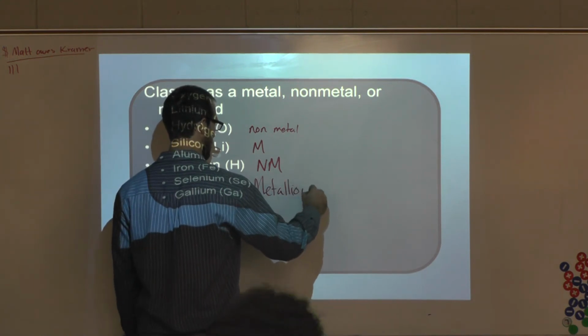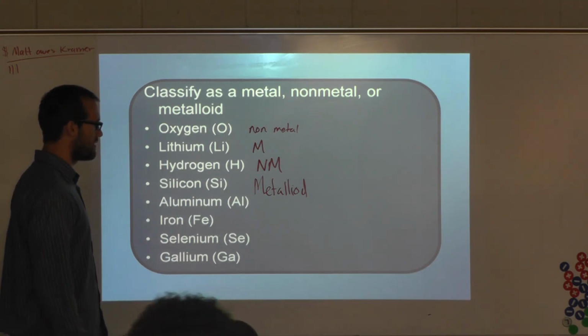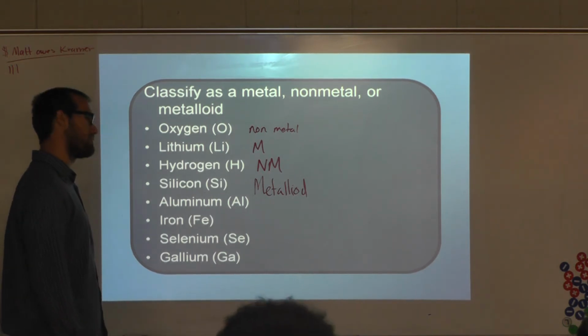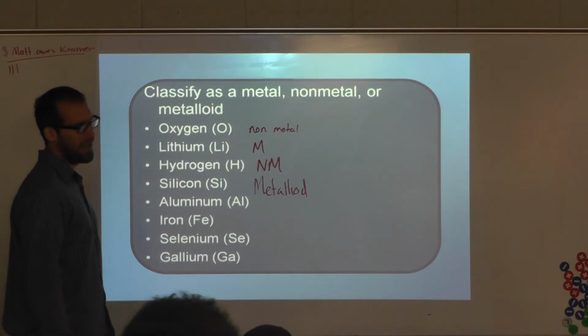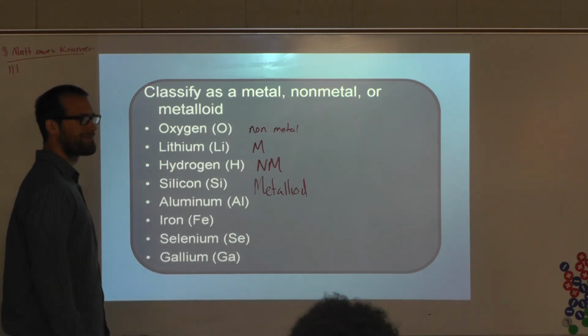Metalloid. Can't abbreviate that. You spelled it right. I spelled it wrong? Yeah. We'll just do O-I. Not I-O, O-I. Metalloid. It's like my name.